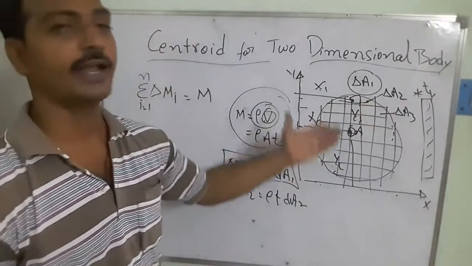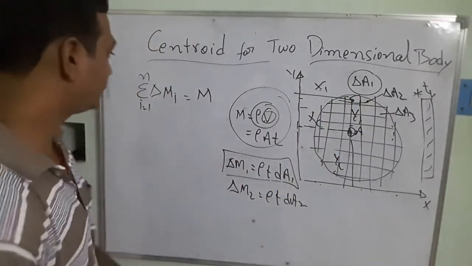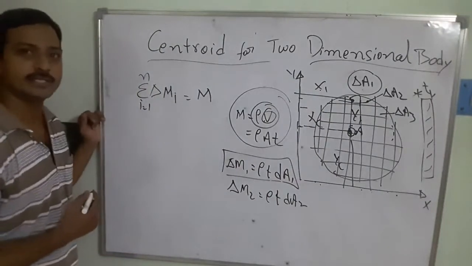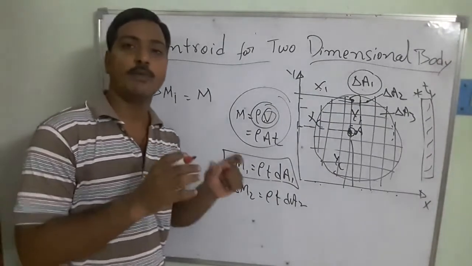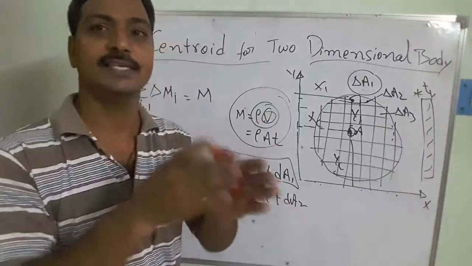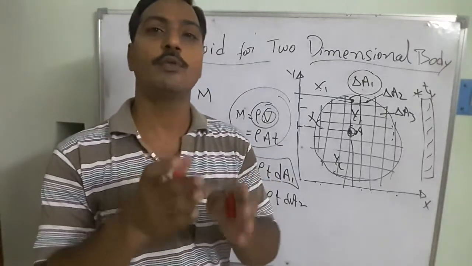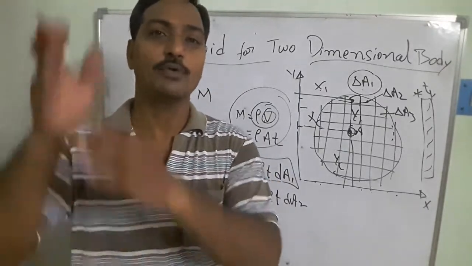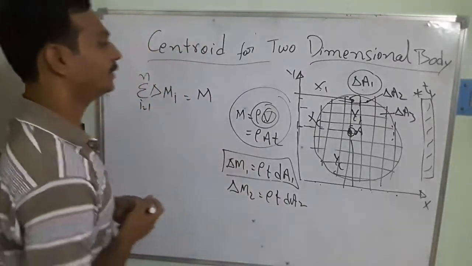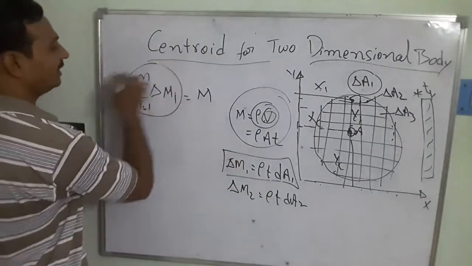So how can I find it out? By using the theorem of Varignon. What is the formula we do have? The theorem of Varignon means here the moment of the resultant force about an axis is equal to the summation of the moments of the forces about the same axis, we need to take it. So in this case what will happen? This is going to be representing your total mass.